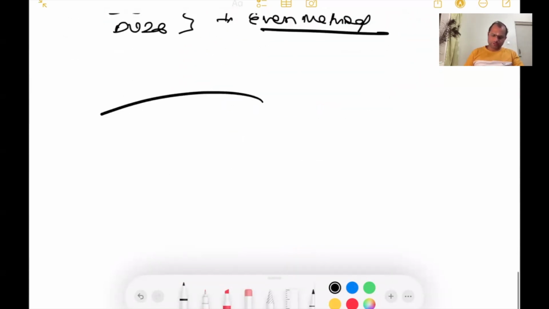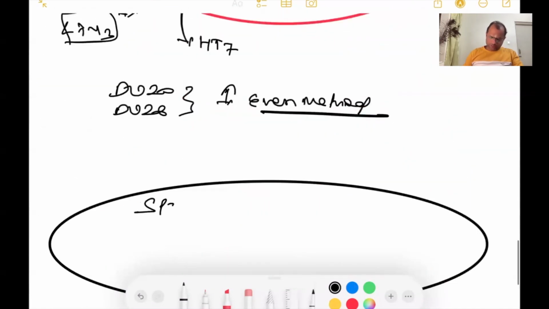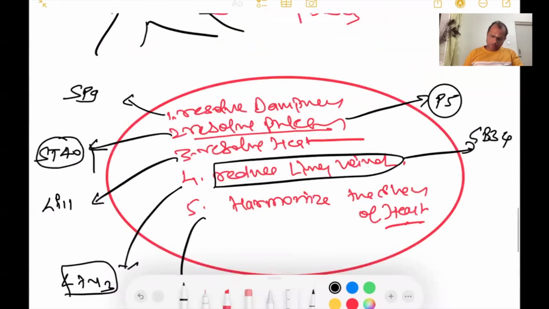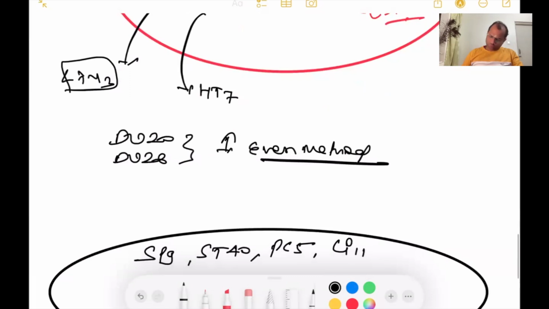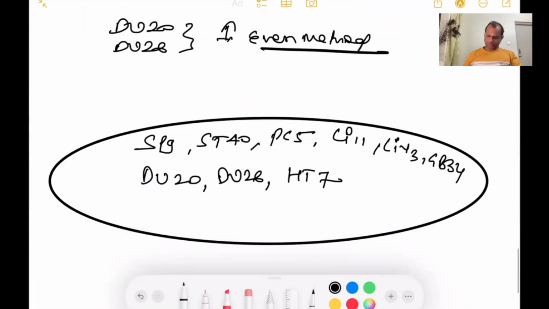I will combine all the points here. So spleen 9, stomach 40, pericardium 5, Li 11, liver 3, gallbladder 34, DU20, DU26, and heart 7. So these are the points we are using in this condition.